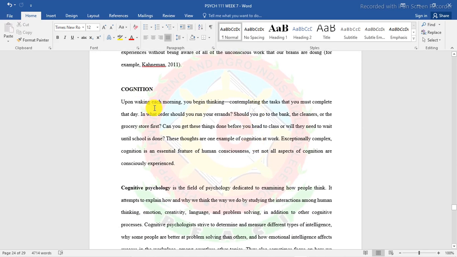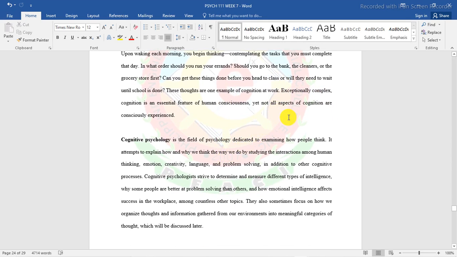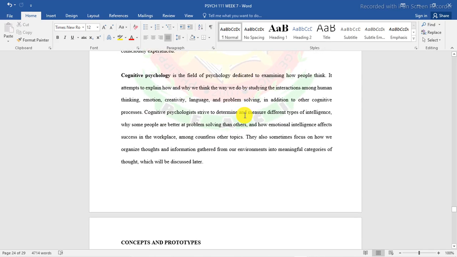Okay? So, cognition: upon waking each morning, you begin thinking, contemplating the tasks that you must complete that day. In what order will you run your errands? Should you go to the bank, cleaners, or grocery store first? Can you get this done before you head to class, or do you need to wait until school is done? These thoughts are one example of cognition at work. So, yun yung mga thoughts na yan. Exceptionally complex, di ba, is an essential feature of human consciousness. Yet, not all aspects of cognition are consciously experienced.